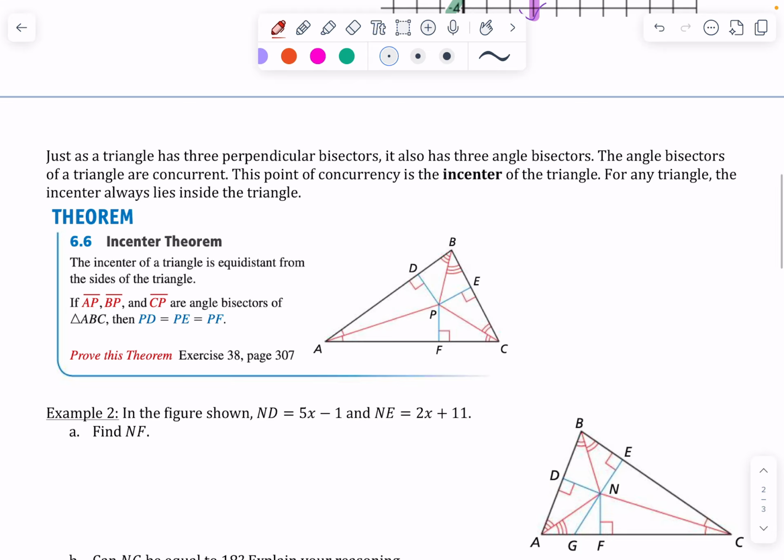Just as a triangle has 3 perpendicular bisectors, it also has 3 angle bisectors. Okay, so the 3 angle bisectors of a triangle are concurrent, meaning if I draw the 3 angle bisectors of the angles of a triangle, they're going to meet at a point. The point where they meet is called the incenter. So the angle bisectors of a triangle meet at the incenter, okay?